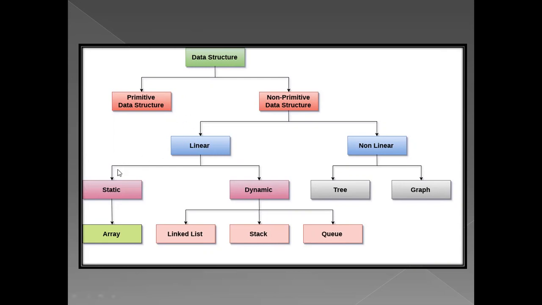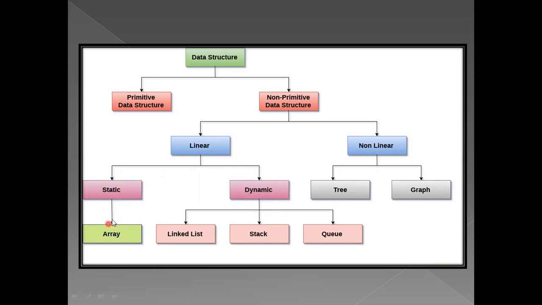Now in the linear, we have two things, static and dynamic. What is static? Static is that whose values are fixed; we cannot change them at any moment of time. But in the dynamic, we can change according to the time. When we use data randomly, at that time we can change it also. But in the static, it is fixed, we cannot change.